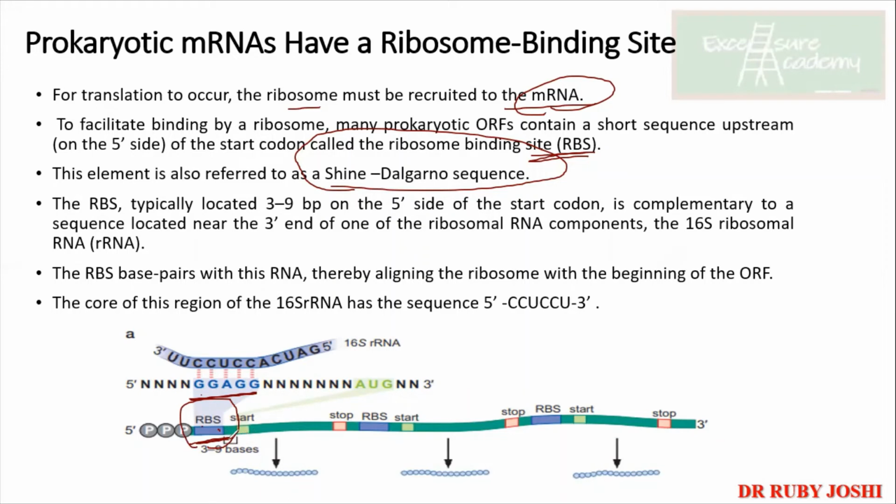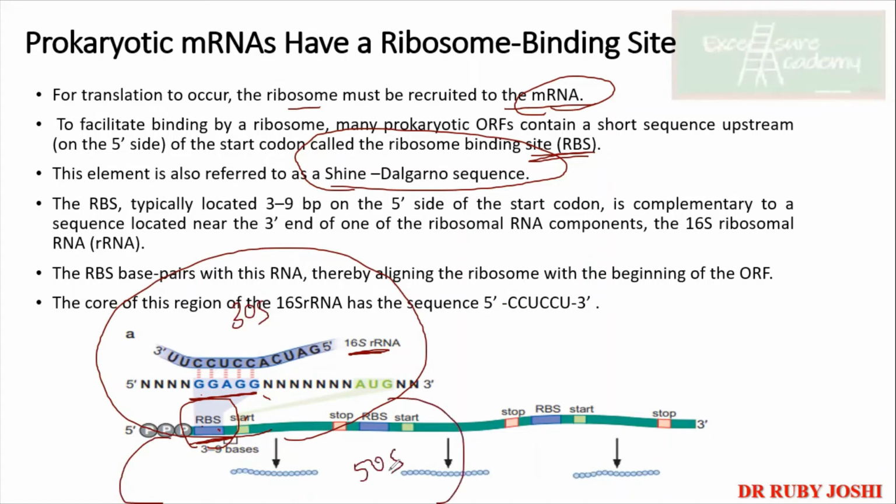So how will it happen? This is the mRNA. When the 16S rRNA is represented over here, it means here is your 30S subunit. Obviously, in the opposite direction, you are going to have the 50S subunit.